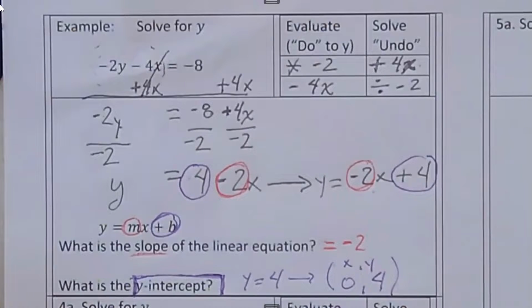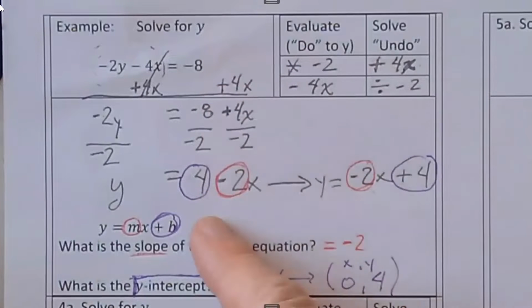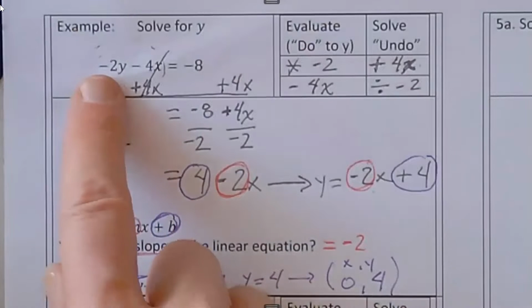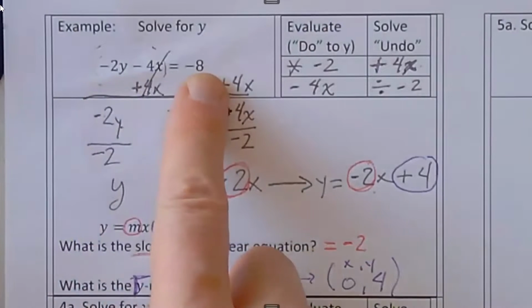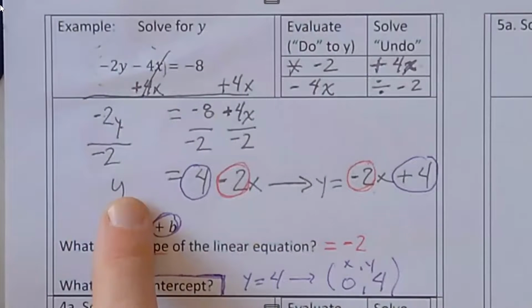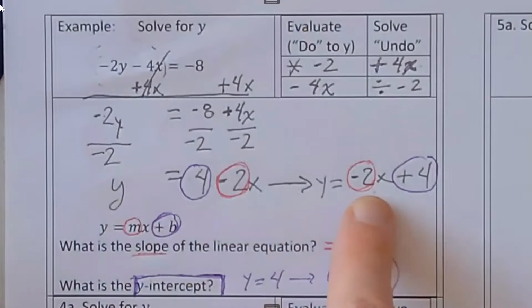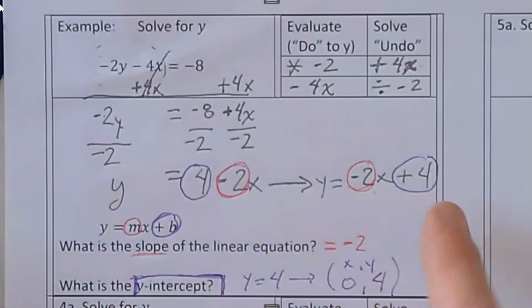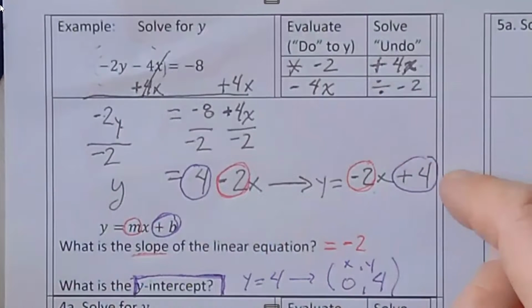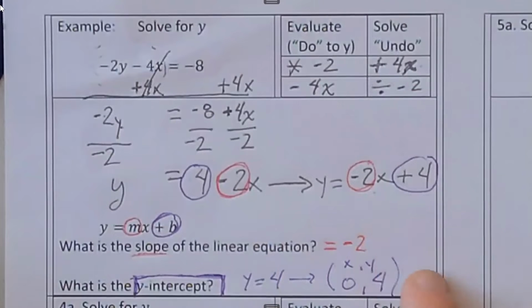So this is the process of how to solve for a variable to go from negative 2y minus 4x equals negative 8 to just y equals something. In this case, y equals negative 2x plus 4. And it's helpful that you're able to do this so that it's clear for you to identify the slope and the y-intercept of your linear equation.